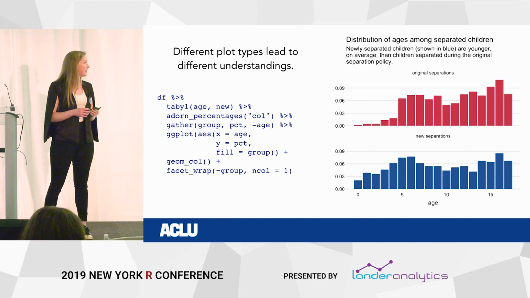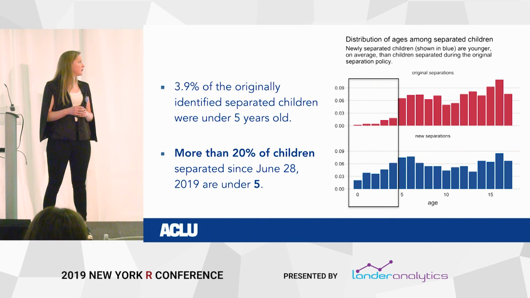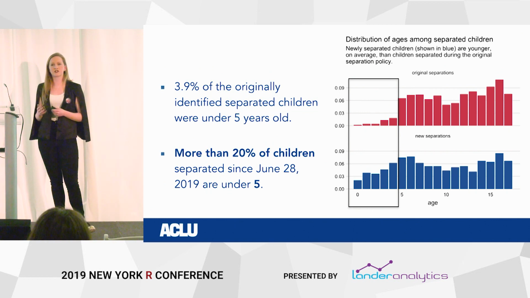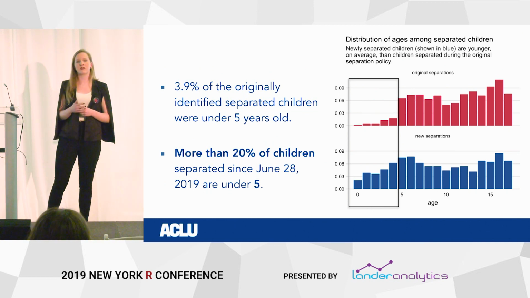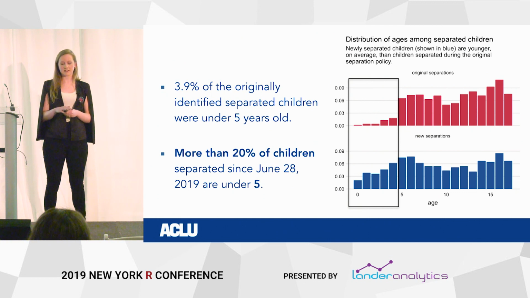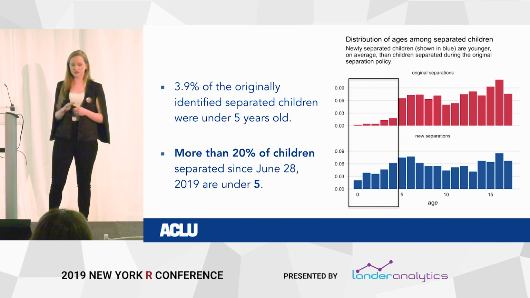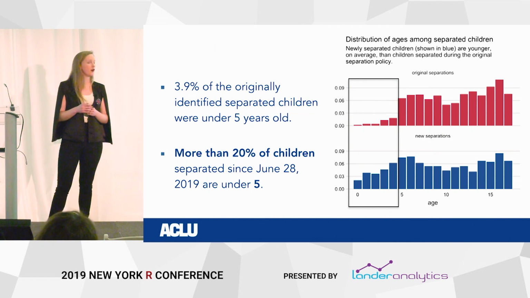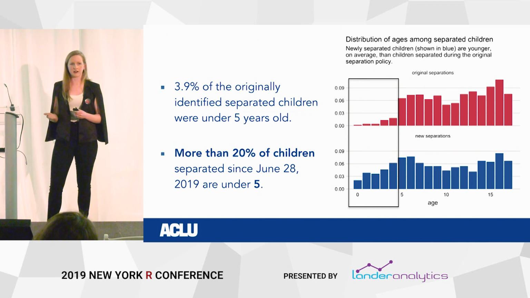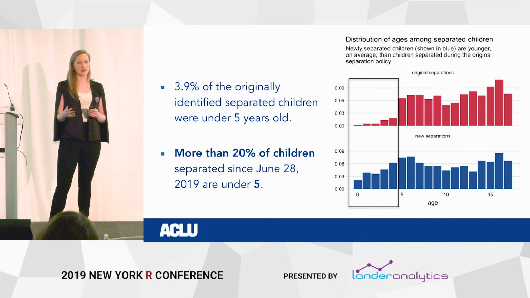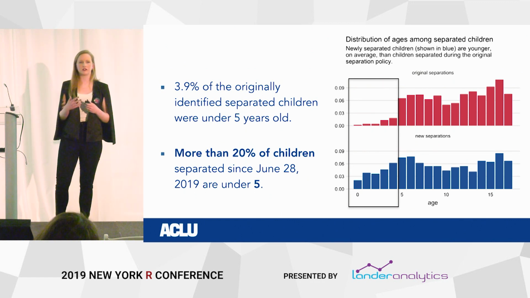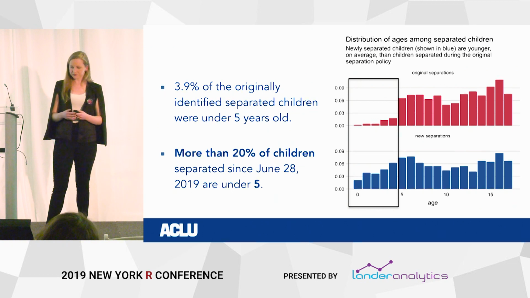Here's some code that does that. The long story short of this is that under 4% of the original separations were of children under 5 years old, and more than a fifth of the separations that have happened since June 28th, that should say 2018, are under 5. And so this is still an extremely difficult problem that's going on. It's not something that we even know the scale of, but looking at the data that we do have can help us sort of raise awareness and raise this issue.